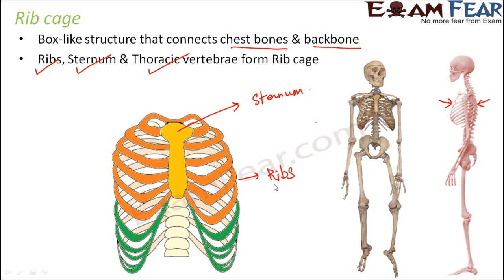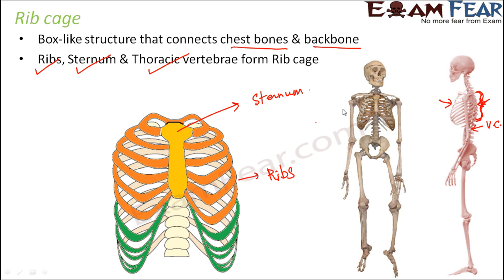And what about the thoracic vertebrae? It is that part of the vertebral column. Where is the vertebral column present? It is present at the back. That portion of the vertebral column which forms a part of the rib cage is known as the thoracic vertebra because it is present in the thoracic cavity.